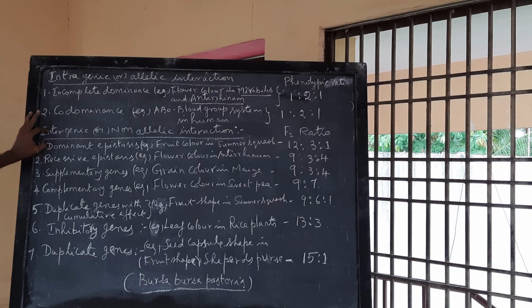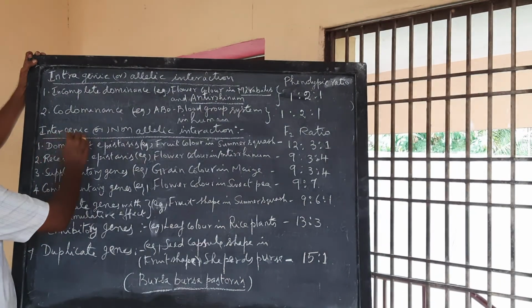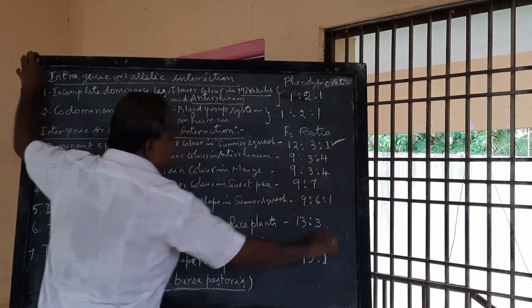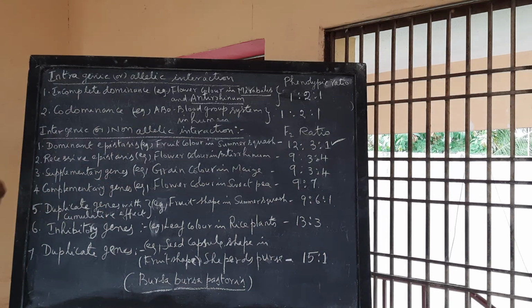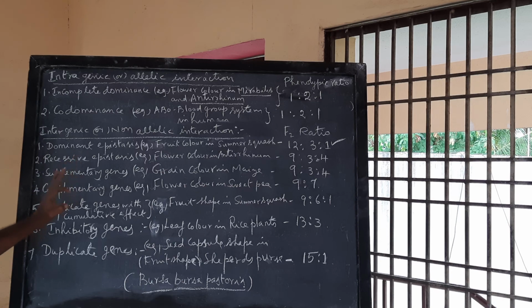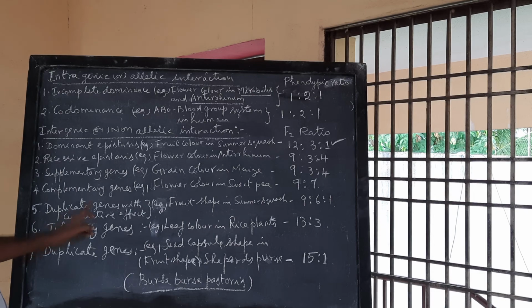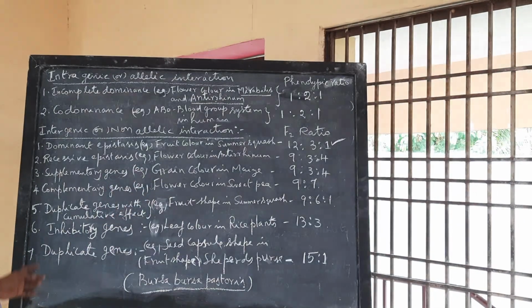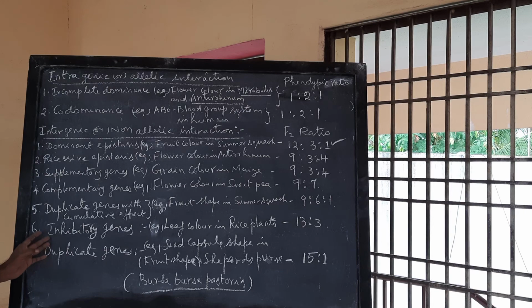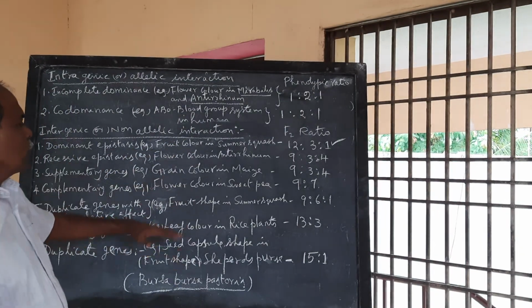Intergenic or non-allelic gene interaction. Here various examples are given to you, but you have studied only one. For all the examples, just go through the ratios. Dominant epistasis ratio 12:3:1. Recessive epistasis ratio 9:3:4. Supplementary genes ratio 9:3:4. Complementary genes ratio 9:7. Duplicate genes with cumulative effect 9:6:1. Inhibitory genes 13:3. Duplicate genes 15:1. So these are the ratios. Just go through them once.